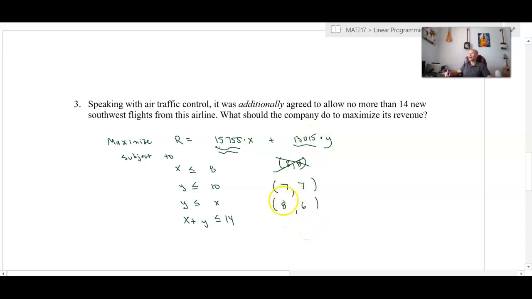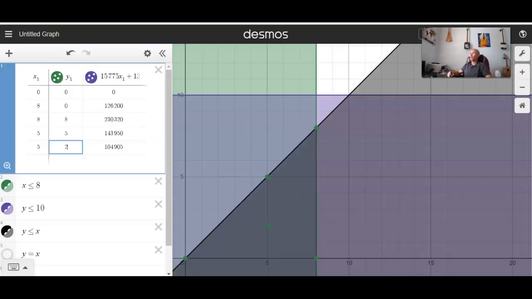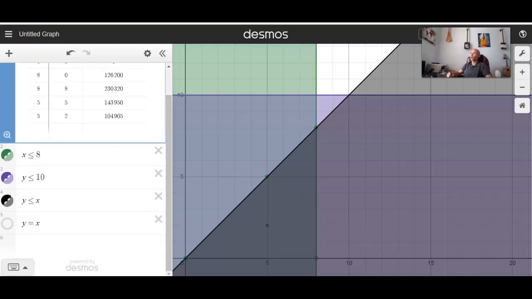Now, I can't go any higher than 8 on X because X has to be less than or equal to 8, so I've maxed out my X. And I don't want to go any lower on Y because the point 8, 5, while it does satisfy all the constraints, only gives me 13 flights, and I know that I'm going to do best if I send 14 flights. Let's go ahead and plot this in Desmos along with our other constraints.